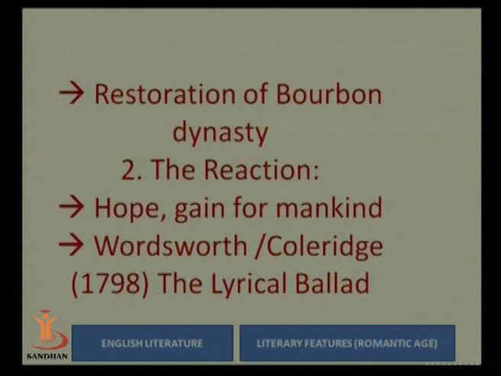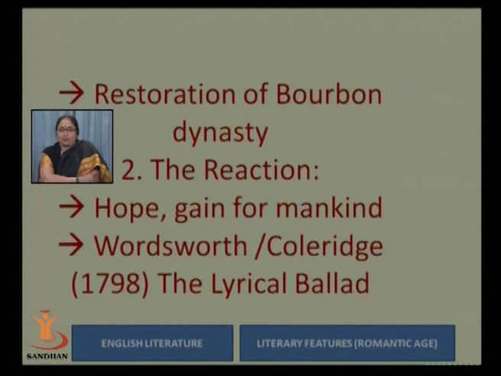Restoration of the Bourbon dynasty. We come to the reaction. What was the reaction that you will find is there was hope, there was gain for mankind, and you will also find a very significant literary feature, that is the publication of the Lyrical Ballad. This was jointly written and published by Wordsworth and Coleridge. This had a significant impact on the literature written during this period.